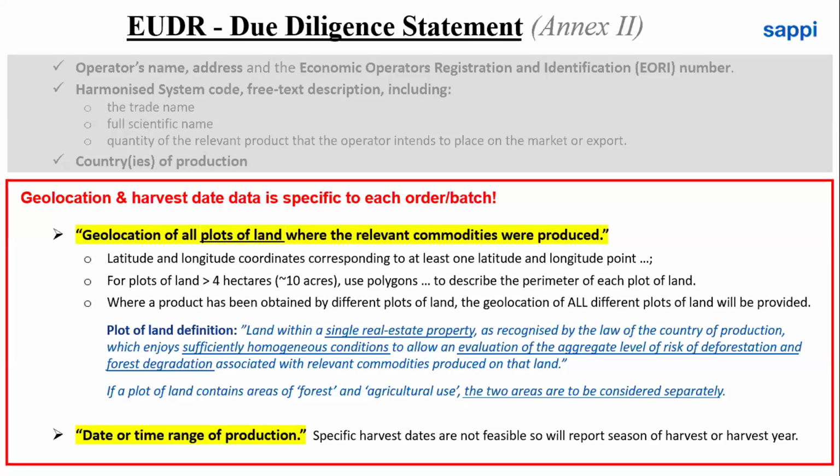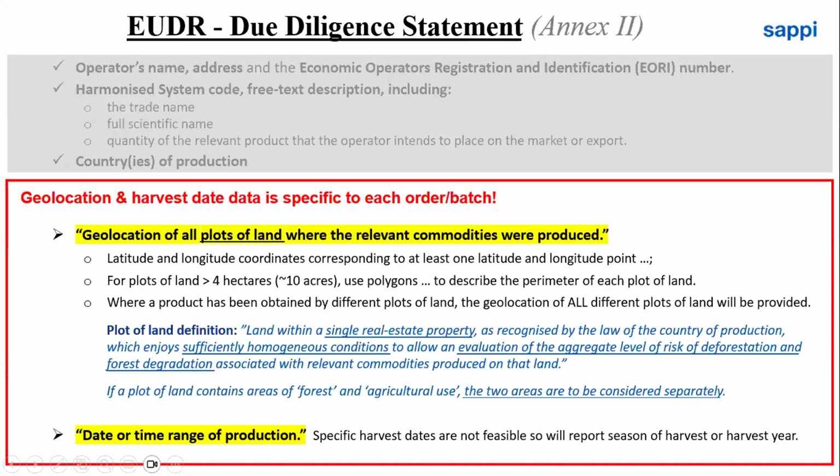Also, the date or time range of production. Obviously, this is not like harvesting corn. Our harvests sometimes take weeks, months, sometimes years. And so a specific harvest date for each truck that comes across your scale is also not feasible. So this is the challenge for our industry, but also for many other industries. This is also a challenge for some of the agricultural commodities and anything where there's basically more than a couple sources as part of your product.